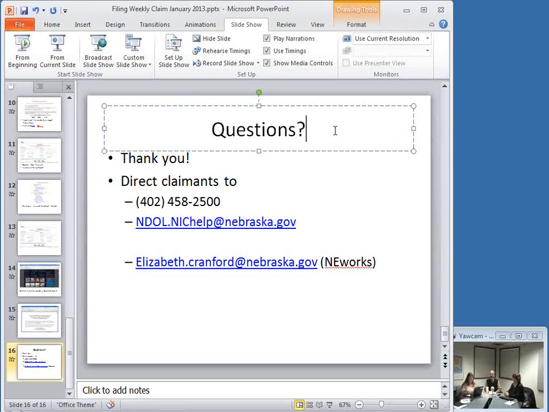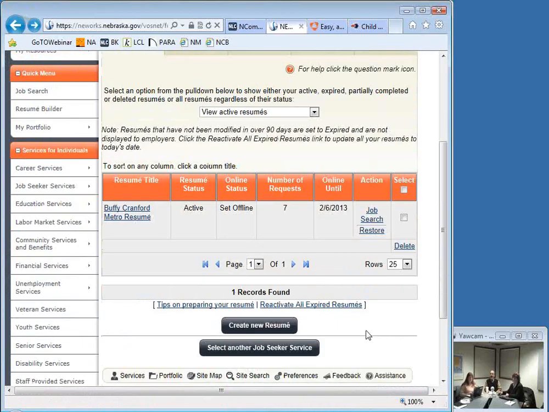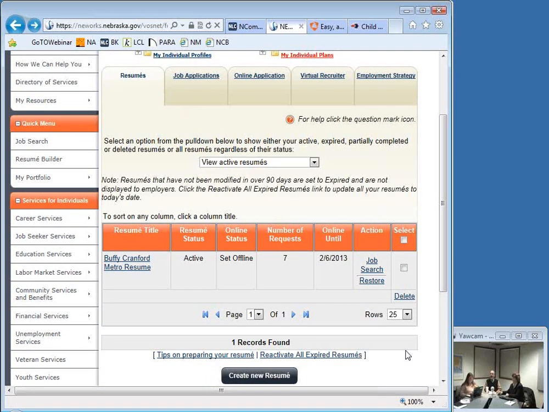Okay. We do actually have a question that just came in about resumes. Can they be saved and worked on in more than one session? Yes, you should go back in and out as you need to make updates to it. And the nice thing is you can have up to 5 resumes on NEworks at any time. Focus them on specific jobs. Exactly. Tailor them to whatever you're applying for. That's always a good idea.